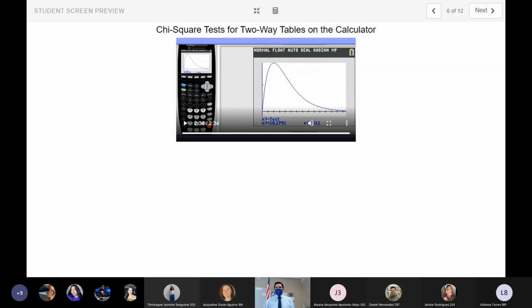Are there any questions about the calculator stuff we just saw?